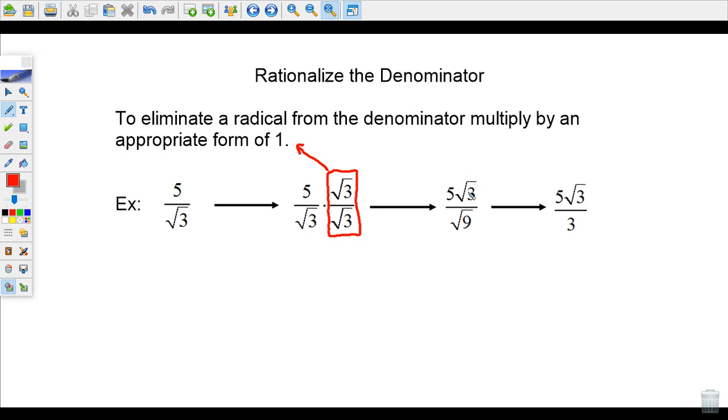There's no perfect square factors other than 1. So numerator stays the same. However, denominator, square root of 9 becomes 3. So this would be the simplified expression. That's called rationalizing the denominator. Multiplying by an appropriate form of 1. That form of 1 is just whatever the denominator is in the numerator and the denominator.